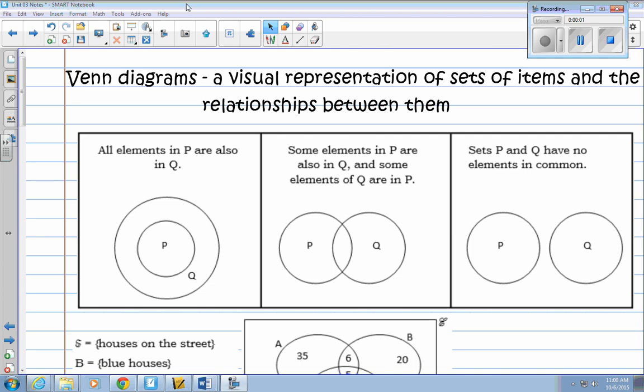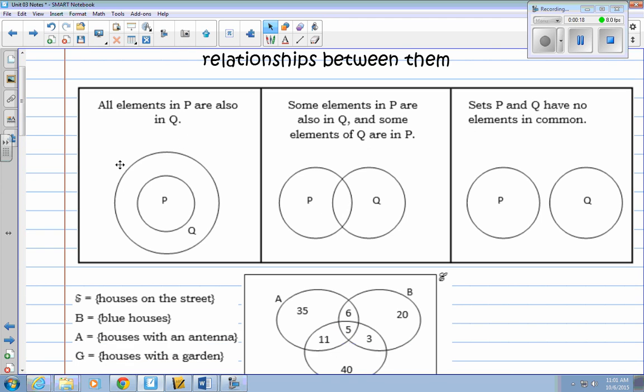Right, let's go. We're talking about Venn diagrams tonight, and it's going to look like you have a lot to write. You don't have to write down everything. I'll show you what you need to write and what you don't. You definitely need to write the definition of a Venn diagram: a visual representation of sets of items and the relationships between them. We kind of talked about this already with, what do you call that?